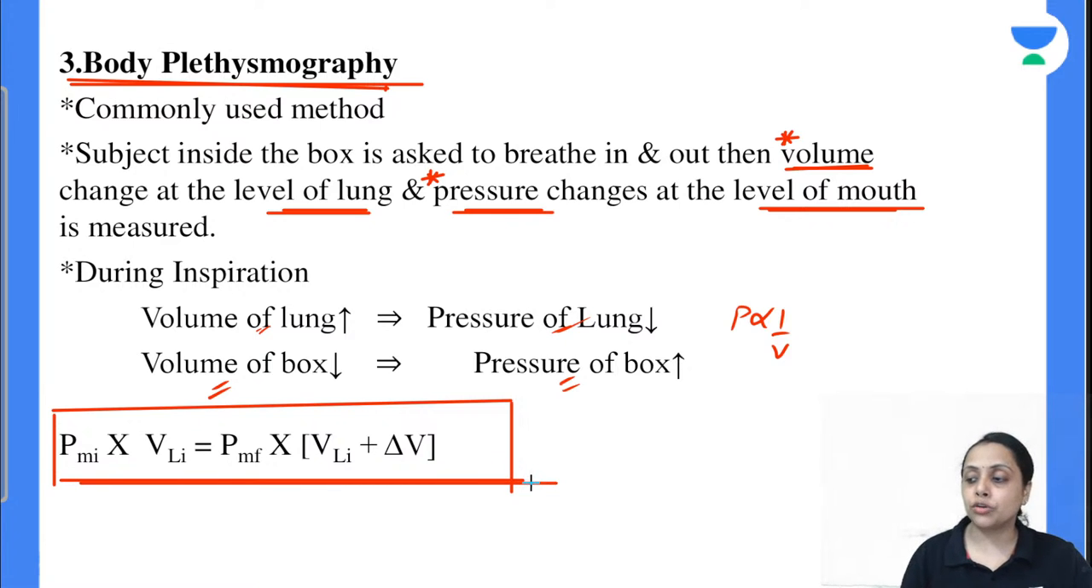यहाँ पे भी हम mass conservation लगाएंगे. Pressure of mouth initial into volume of lung initial is equal to pressure of mouth final into volume of lung final. So volume of lung final को हम लिख सकते हैं volume of lung initial plus change in volume. This is our final volume.